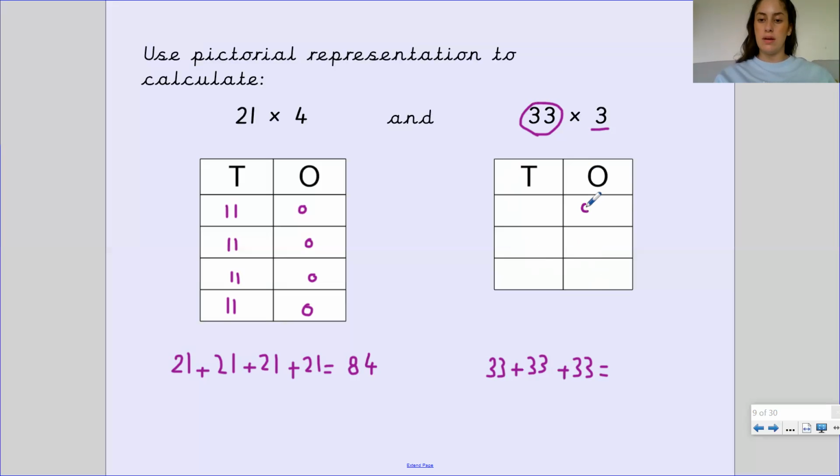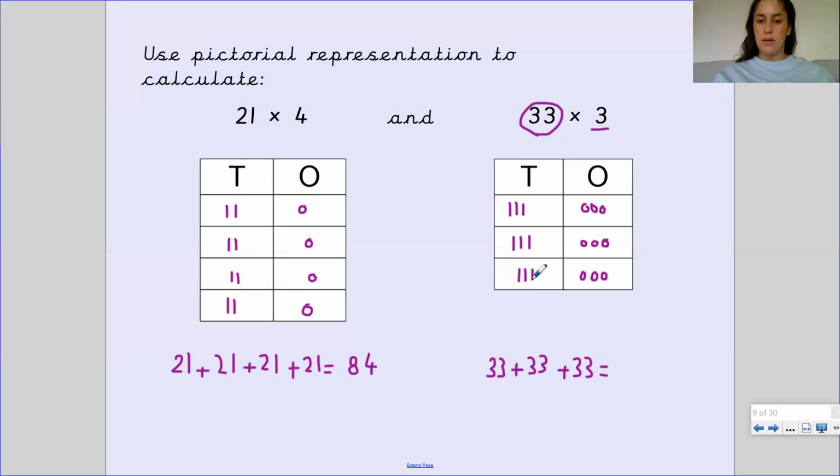How many ones do I have? 2, 3. And how many 10s? 3 10s with the value of 30, that's 33, and another lot of 33, and one last lot of 33.